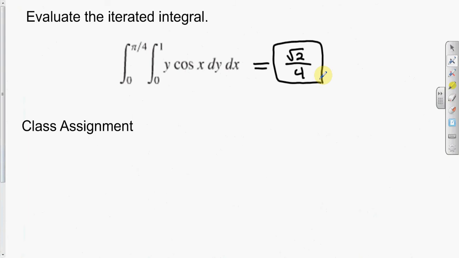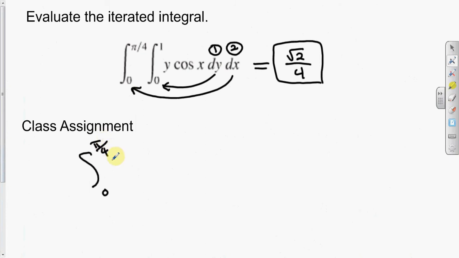All right, you should have it by now. So you integrate first with respect to y, because it's dy first, dy dx. Dy goes with this integral, right? And then the dx goes with this guy. So this is first, and then this is second. So you integrate with respect to y. This is y squared over 2 times cosine x, where the y is evaluated from 0 to 1, dx.